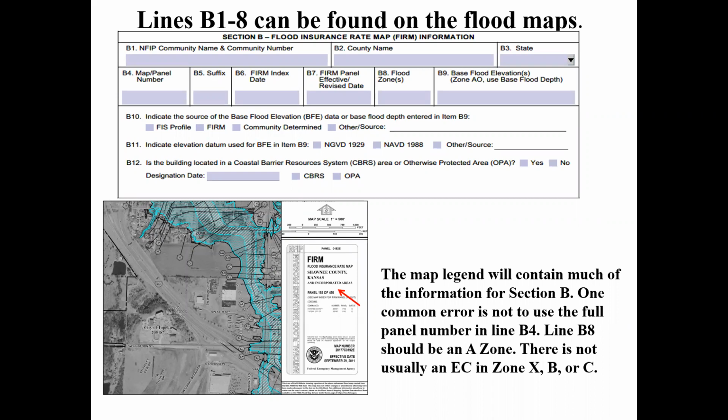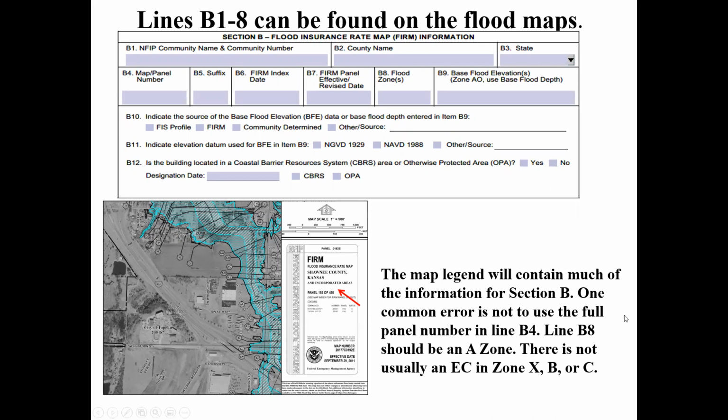So yeah, that community number is part of the database. It's how we separately identify each community. You can look in the community status book from FEMA as well. That also gives you the CID, or the community ID number.